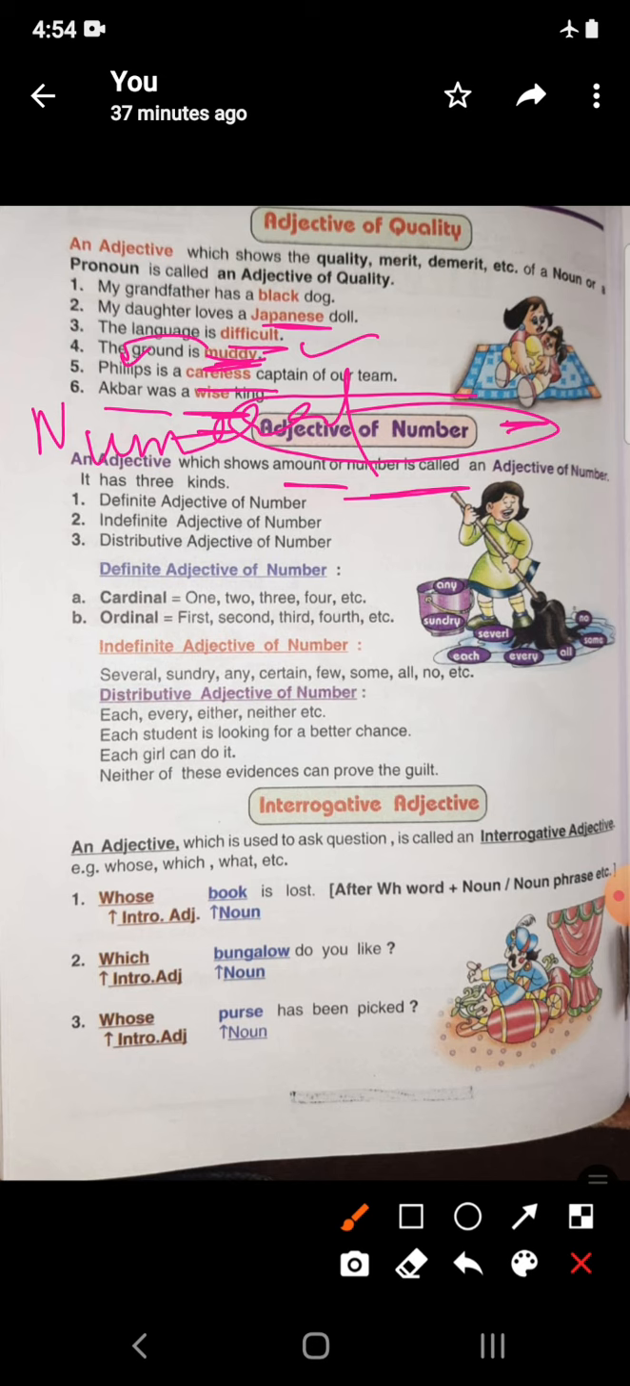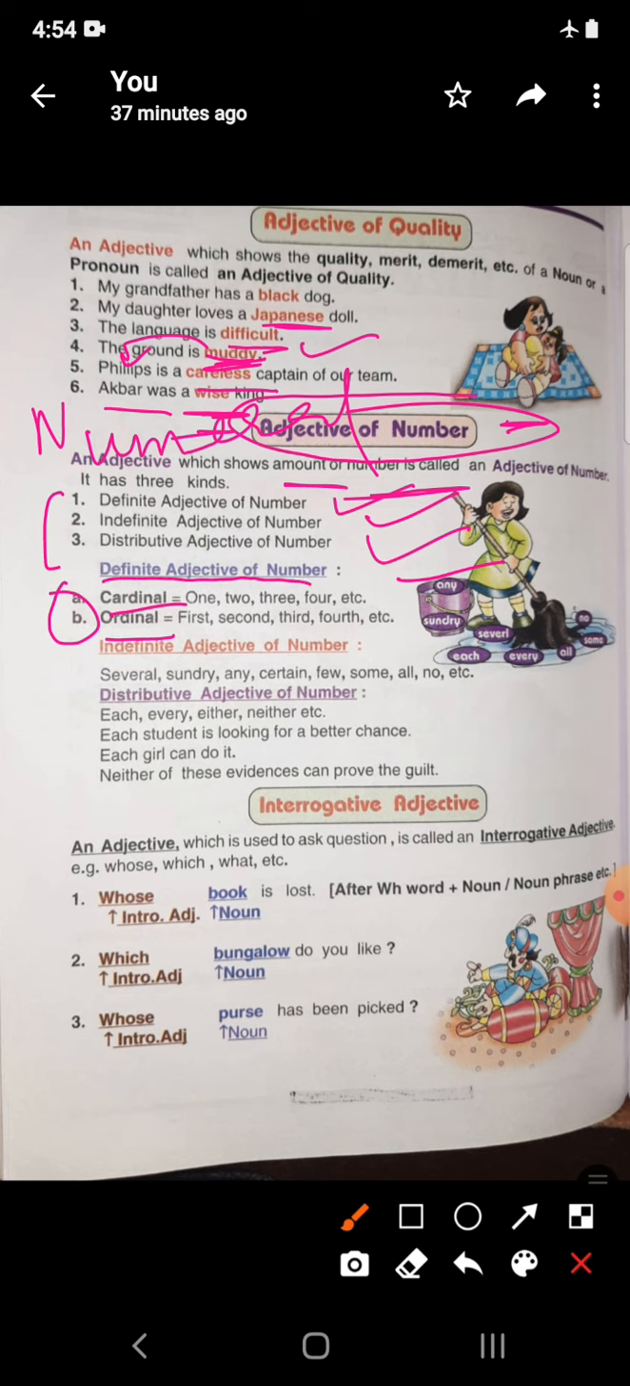So adjectives of number, it is again of three kinds. First one is definite adjective of number, then second is indefinite adjective of number, and third one is distributive adjective of number. From definite adjective of number, we get again two types, cardinal and ordinal. Cardinal adjective of number talks about the exact count. Count 1, 2, 3, 4, 5, 6. So this is the cardinal adjective of number, definite adjective of number.